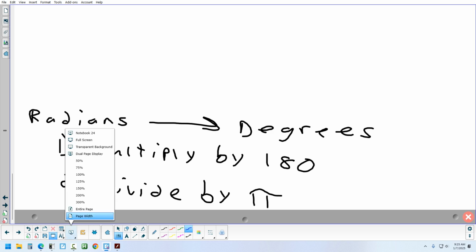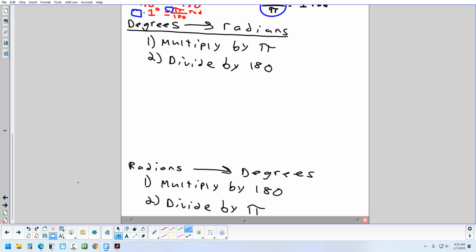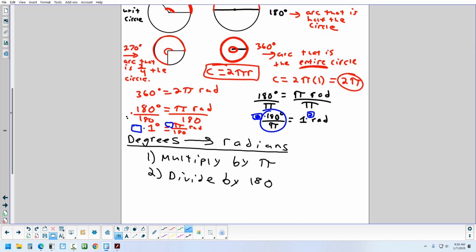All right, so the 2 steps are very similar, so they can be kind of easy to mix up. Multiply by pi, divide by 180. Multiply by 180, divide by pi. So I'm going to give you a way that you can kind of remember it.